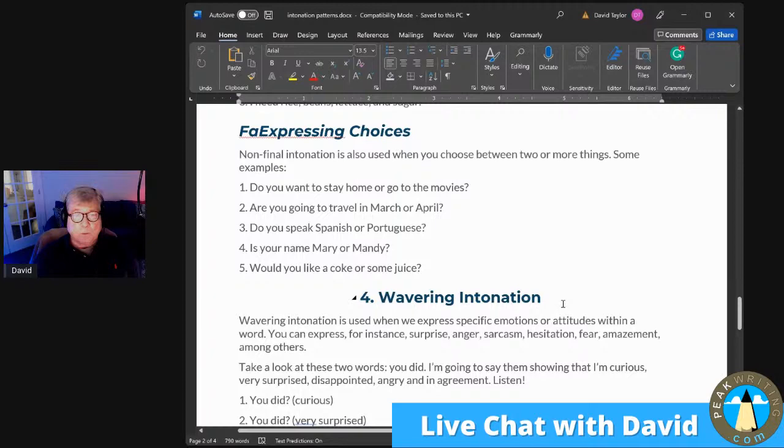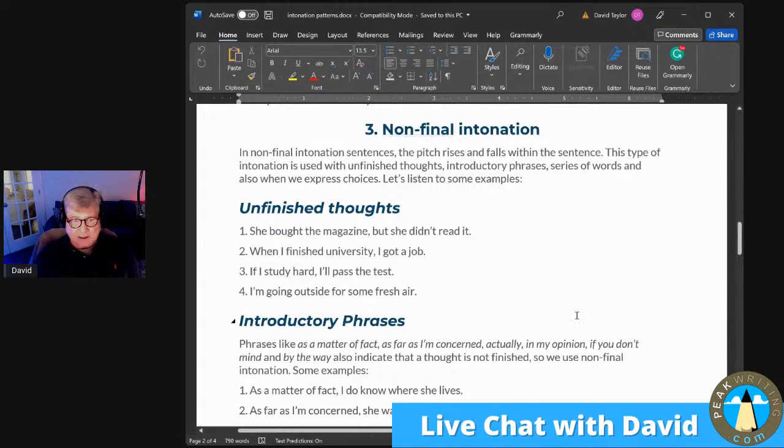So let's go over these. And again, I'm sorry I left out the slide. Notice the unfinished thought here. She bought the magazine, which kind of ends on a rising intonation. And then we're going to finish with a falling intonation. But she didn't read it. She bought the magazine, but she didn't read it. So we have two major patterns here because the first is an unfinished thought. It is a rising, and the second finishes the thought. It's falling. When I finished university, I got a job.